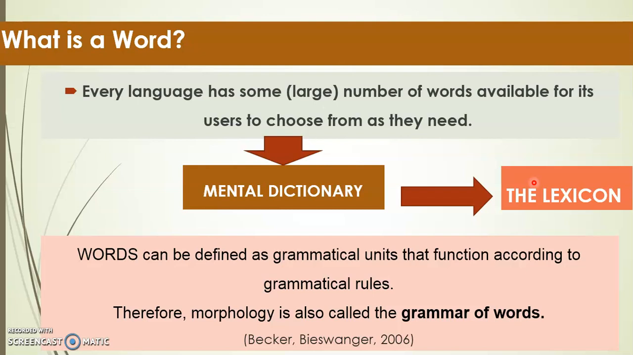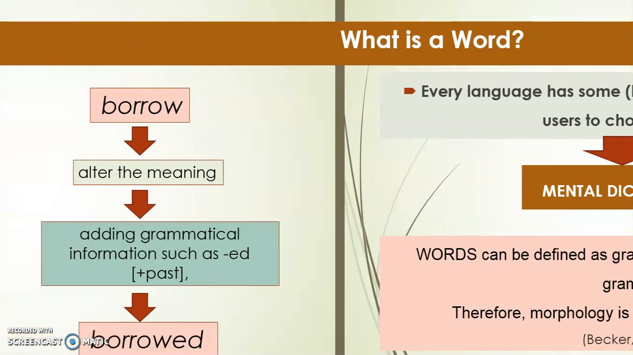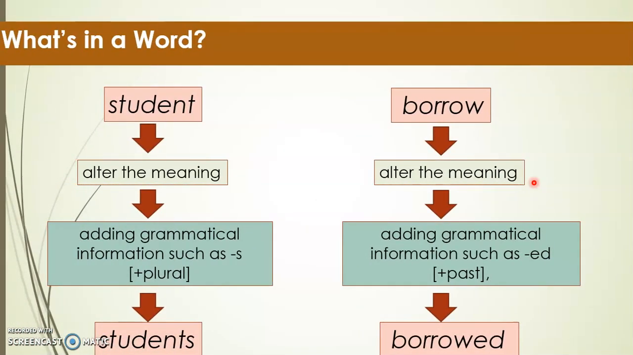Words can be defined as grammatical units that function according to grammatical rules. And therefore morphology is also called the grammar of words. Sometimes we do not connect the word grammar with words, but because of this idea of combining different affixes to words, we can make new words, and they can change meaning, but also they can change their function within a sentence.